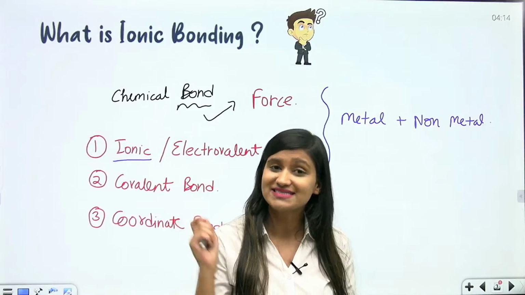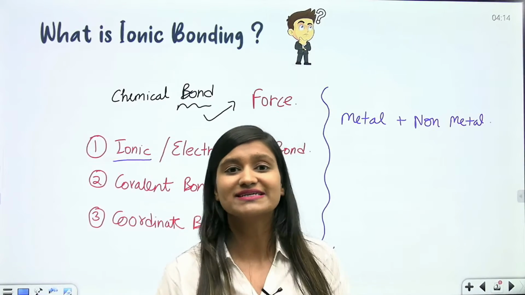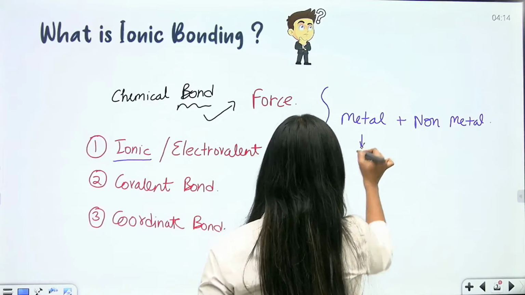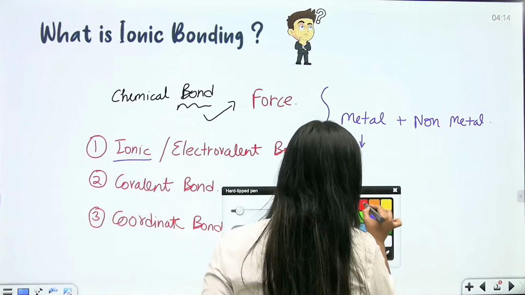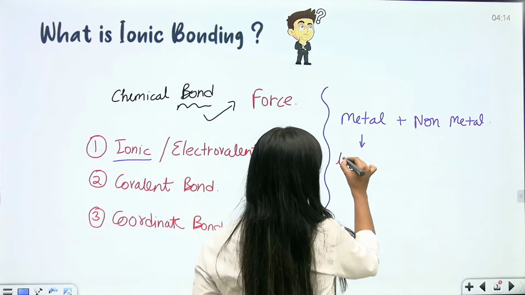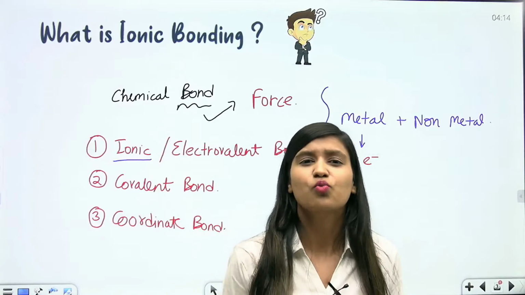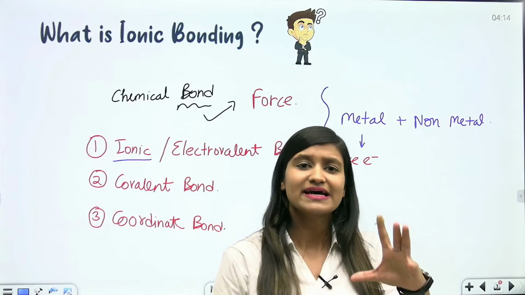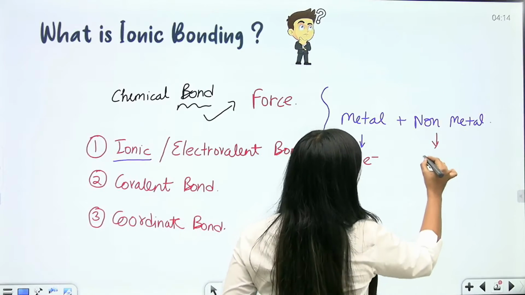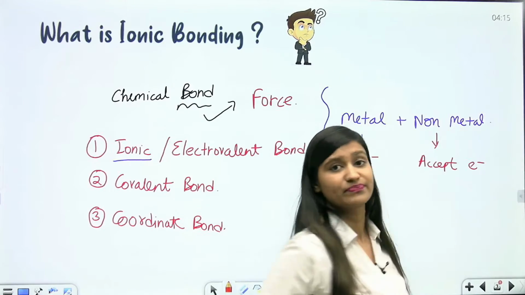So, you guys have studied that in case of metals, what is their tendency? They have a tendency to lose electrons. So, metals have a tendency, let's use a different color, say red. Alright. So, metals have a tendency to lose electrons. On the other hand, what is the tendency of non-metals? It is to accept electrons. So non-metals have a tendency to accept electrons, or you can say gain electrons, right?